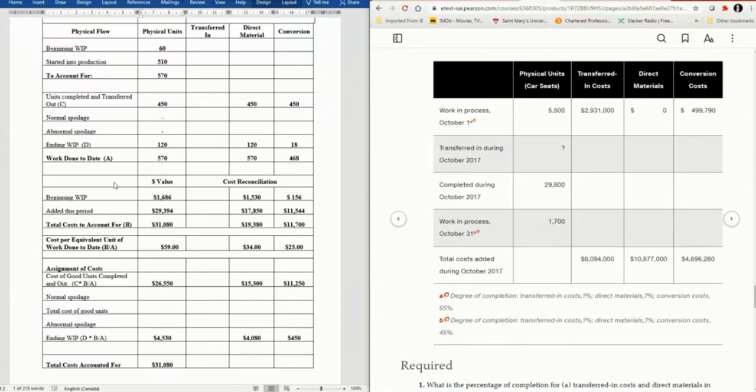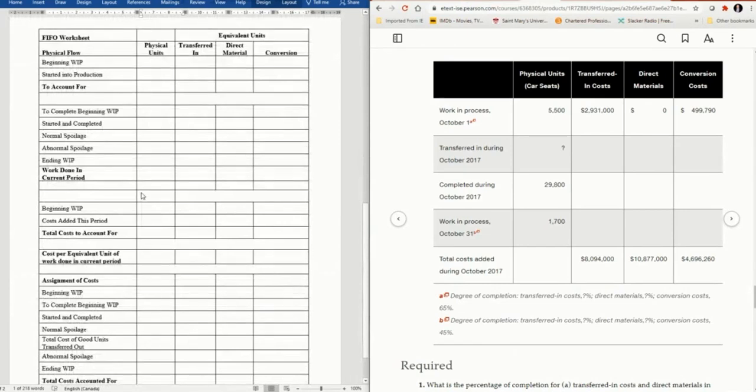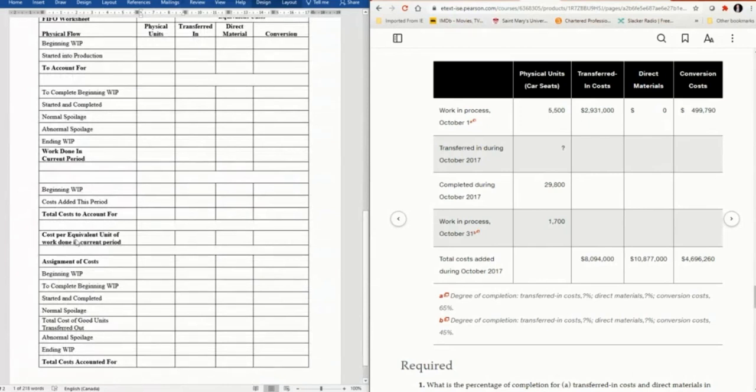And so now I want to do up my production report so that I can determine what's the value of my ending work in process for testing, and what's the value of the car seats that I've shipped out. So in this case, I'm asked to do it using the FIFO approach as opposed to the weighted average approach. So I've got a new spreadsheet for that. On the left here, we've got my FIFO model. So let's start filling in what we know.